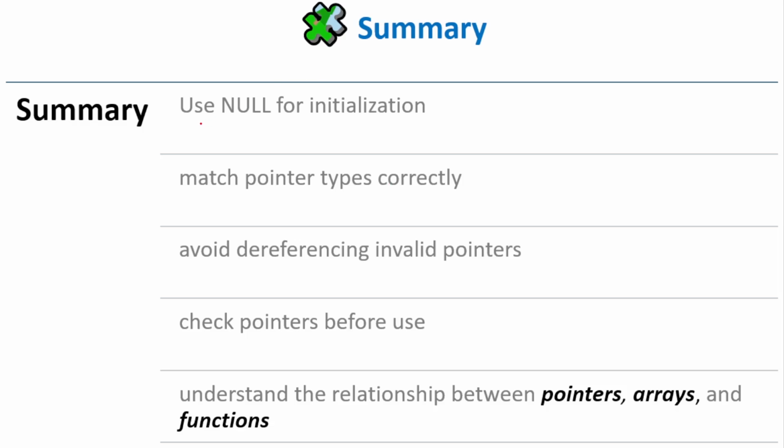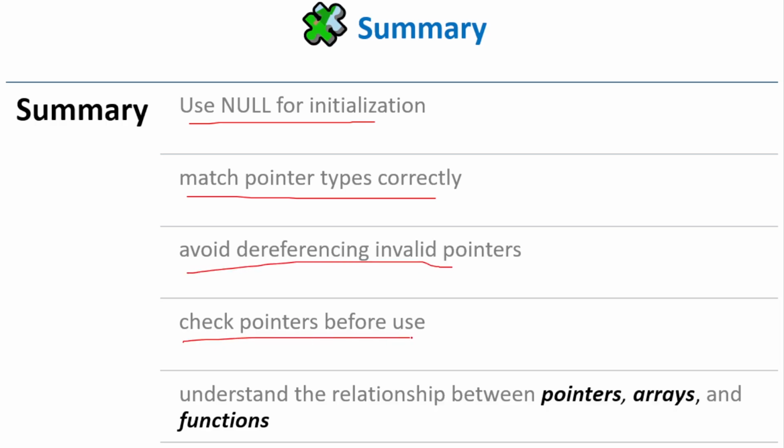Summary: pointers are one of the most essential and powerful features of the C language. They allow direct memory access, efficient communication between functions, dynamic memory management, and flexible program behavior. Remember to use NULL for initialization, match pointer types correctly, avoid dereferencing invalid pointers, check pointers before use, and understand the relationship between pointers, arrays, and functions.